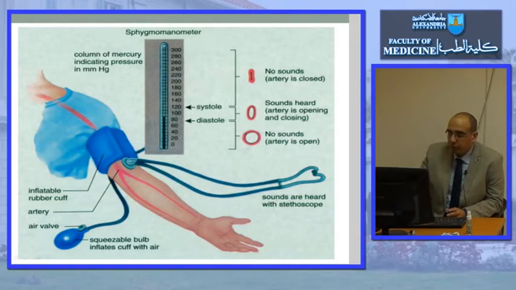What are the components of the sphygmomanometer? It includes an inflatable rubber cuff, which should be of the appropriate size for the patient. A pediatric patient has a different size, an adult patient has a different size, and an obese patient has another, bigger size. This is the air valve, this is the squeezable bulb, and this, of course, is the stethoscope.